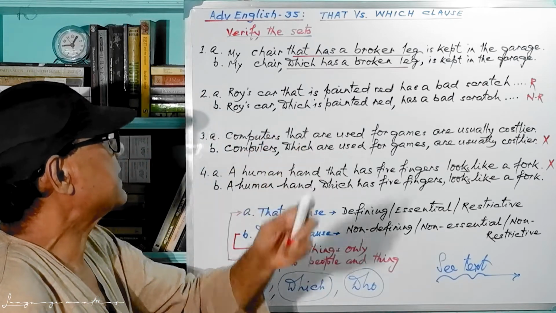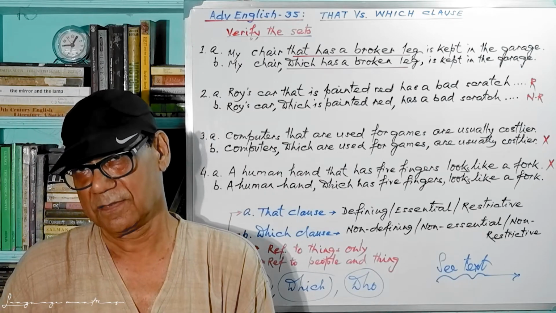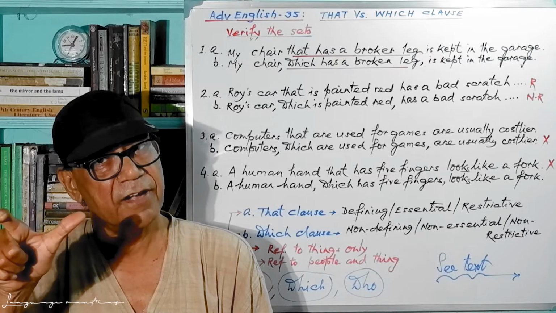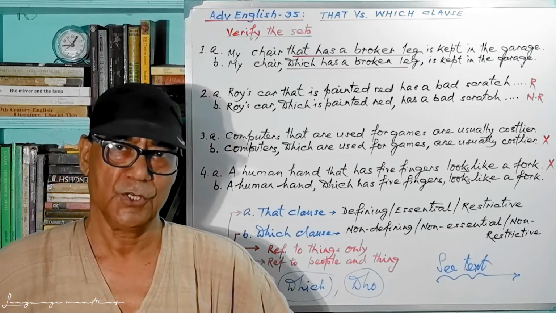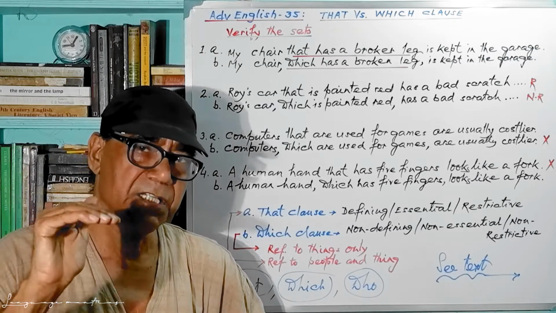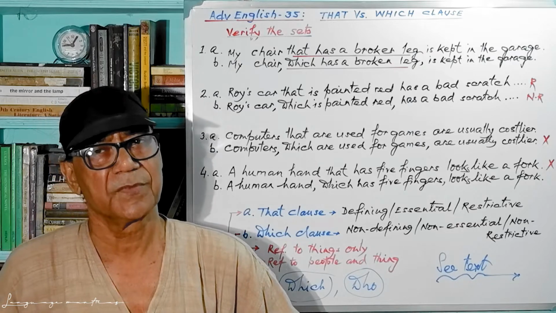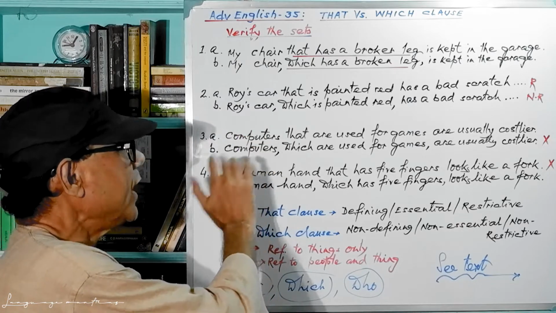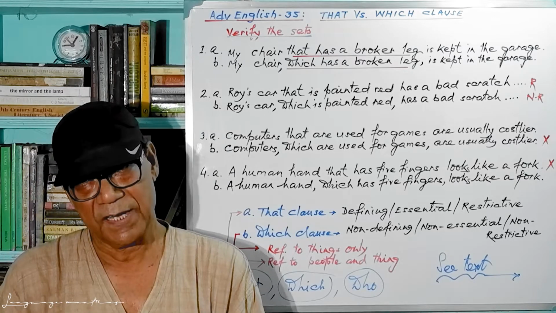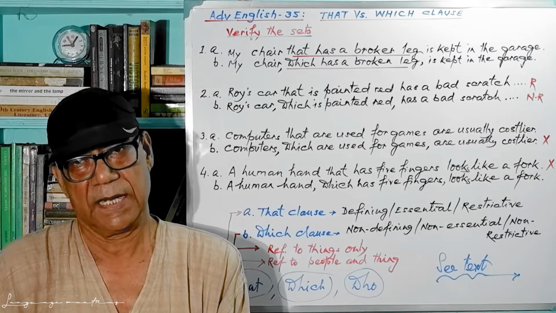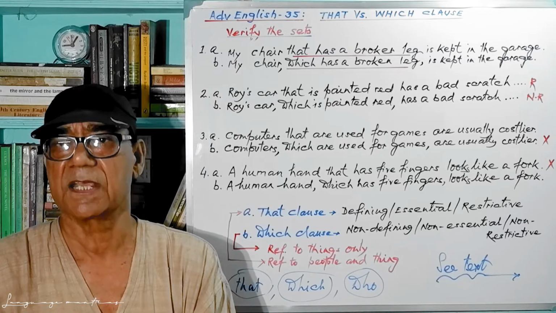See, Roy's car that is painted red. Which car? That is painted red. I am talking about one car out of many. So, I am trying to identify one particular car. Maybe Roy has many cars. And in the second sentence, Roy's car, which is painted red, it is very clear that Roy has only one car, and that is painted red. He doesn't have a white car. He doesn't have a green car.